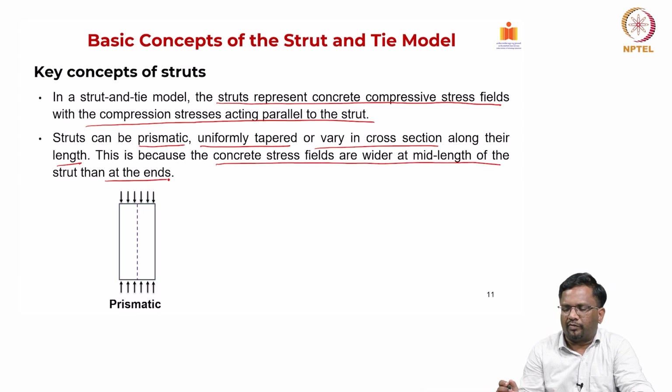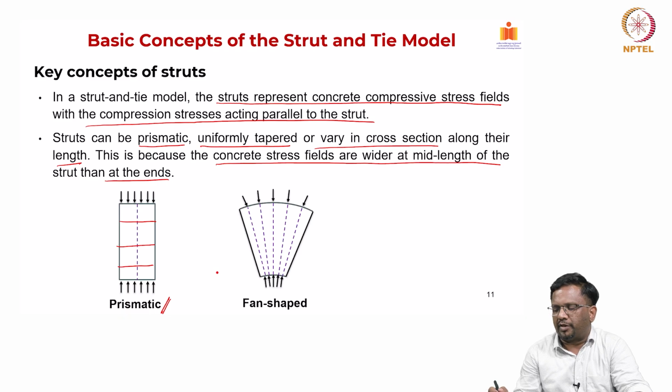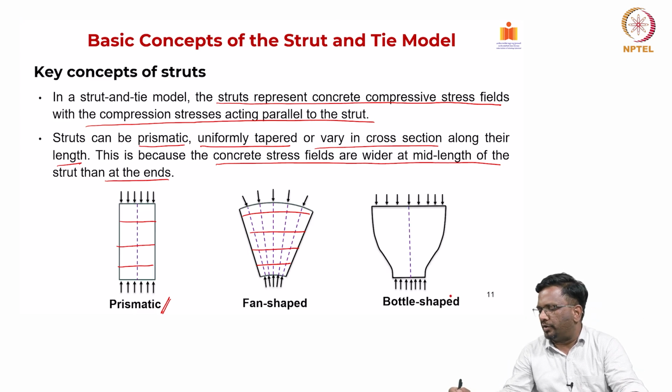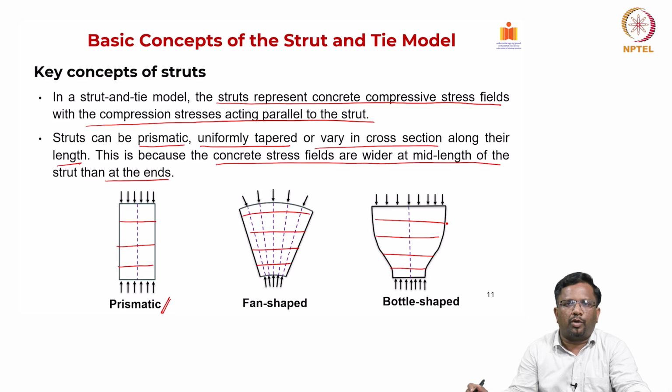So, typically we have three types of struts. One is a prismatic strut. We can see, either you take here or here, the cross section remains the same. Such type of struts are called prismatic struts. The second one is called a fan shaped strut. You can see that the cross section is actually tapering out, right. It is increasing in the fan shape. And the third one is a bottle shaped strut, where you can see the cross section is varying. So, this kind of shaped strut is called a bottle shaped strut.